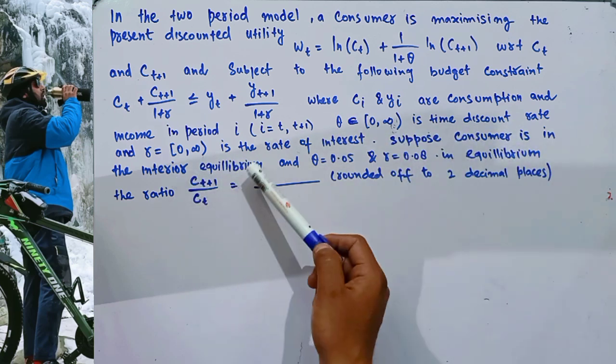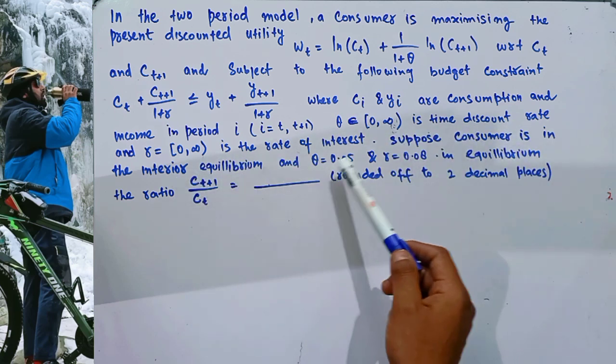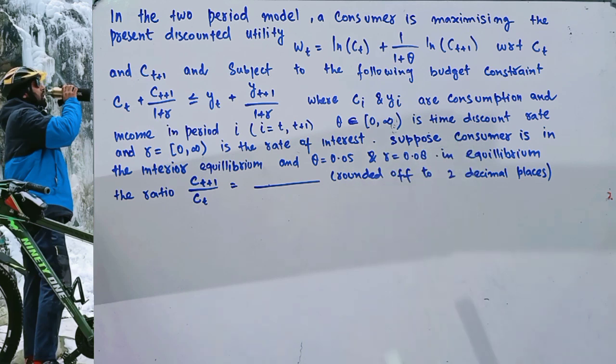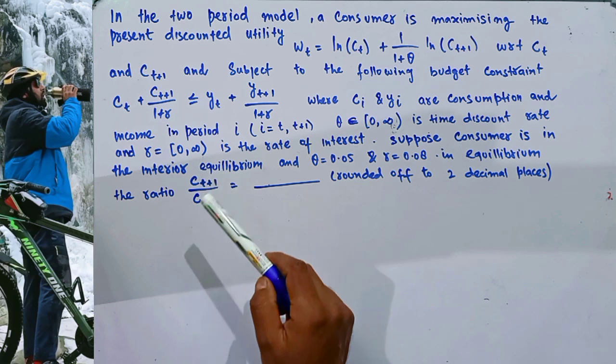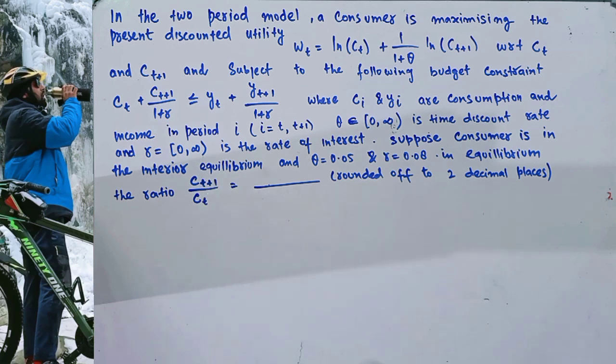Suppose the consumer is in interior equilibrium and theta is equal to 0.05 and R is equal to 0.08. In equilibrium, the ratio of the future consumption upon current consumption will be equal to, we need to find out that very thing. Let's see how to solve this question.